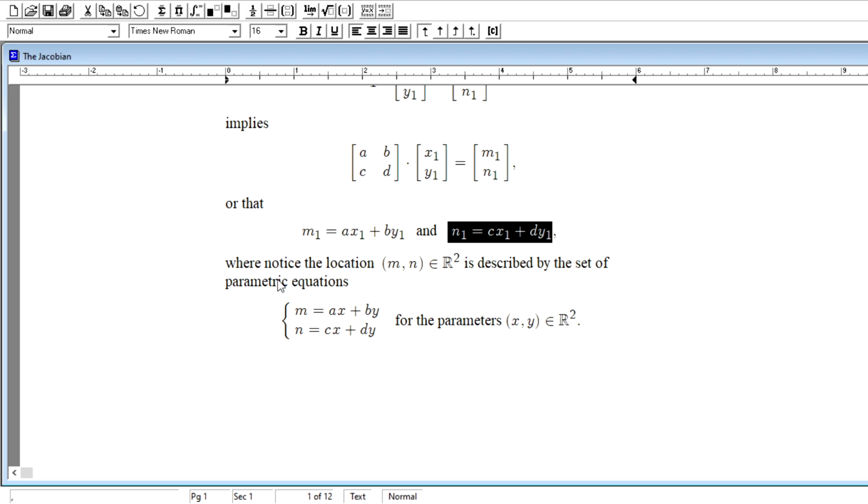What we should notice is that this description of m and n in two-dimensional space is really just being described by a set of parametric equations for the parameters of x and y that we see back in two-dimensional space.